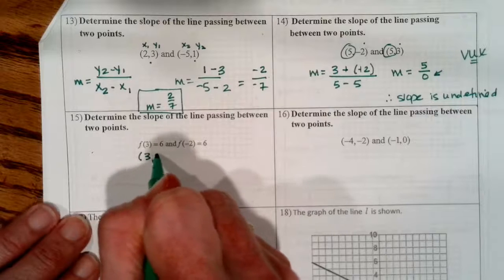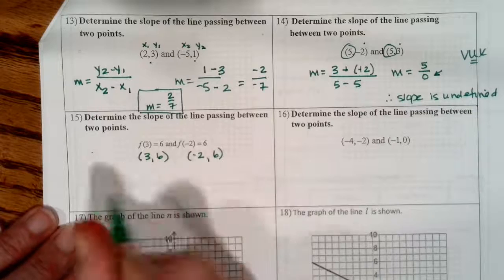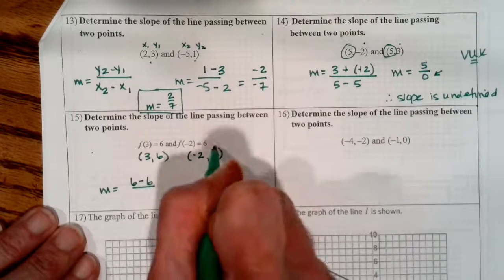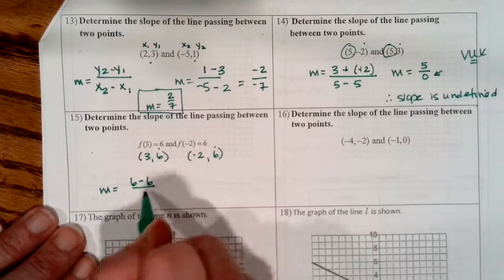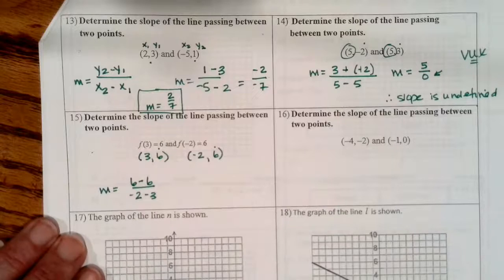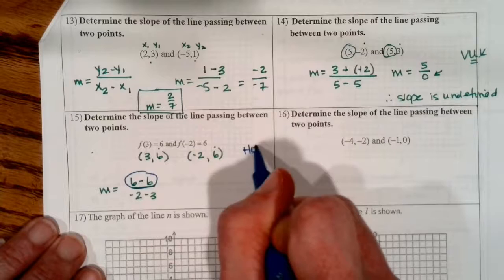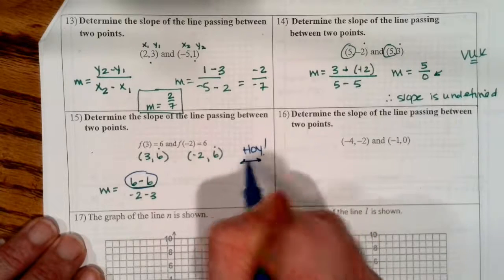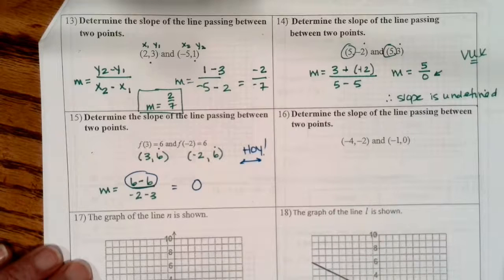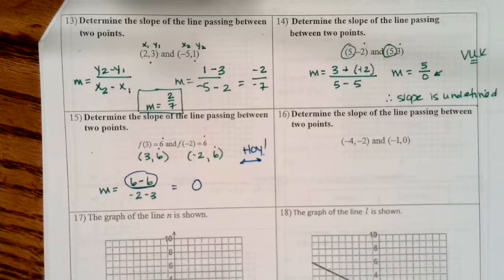All right. Determine the slope of the line passing between the 2 points. This is input of 3, output of 6. Input of negative 2, output of 6. My slope is equal to the difference between my y's over the difference between my x's. Because I see this here is 0, I know that this is a horizontal line with a slope of 0 and a y only in the equation. Those matching output values tell me that.